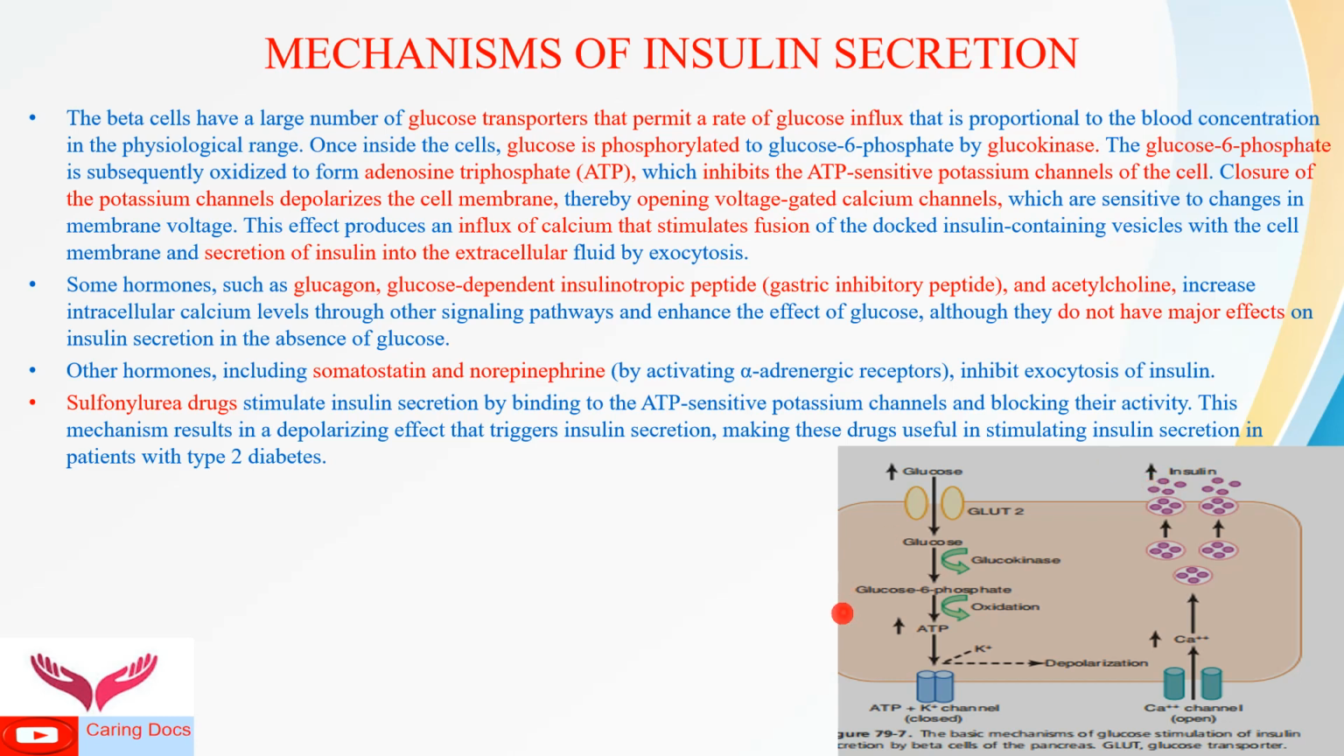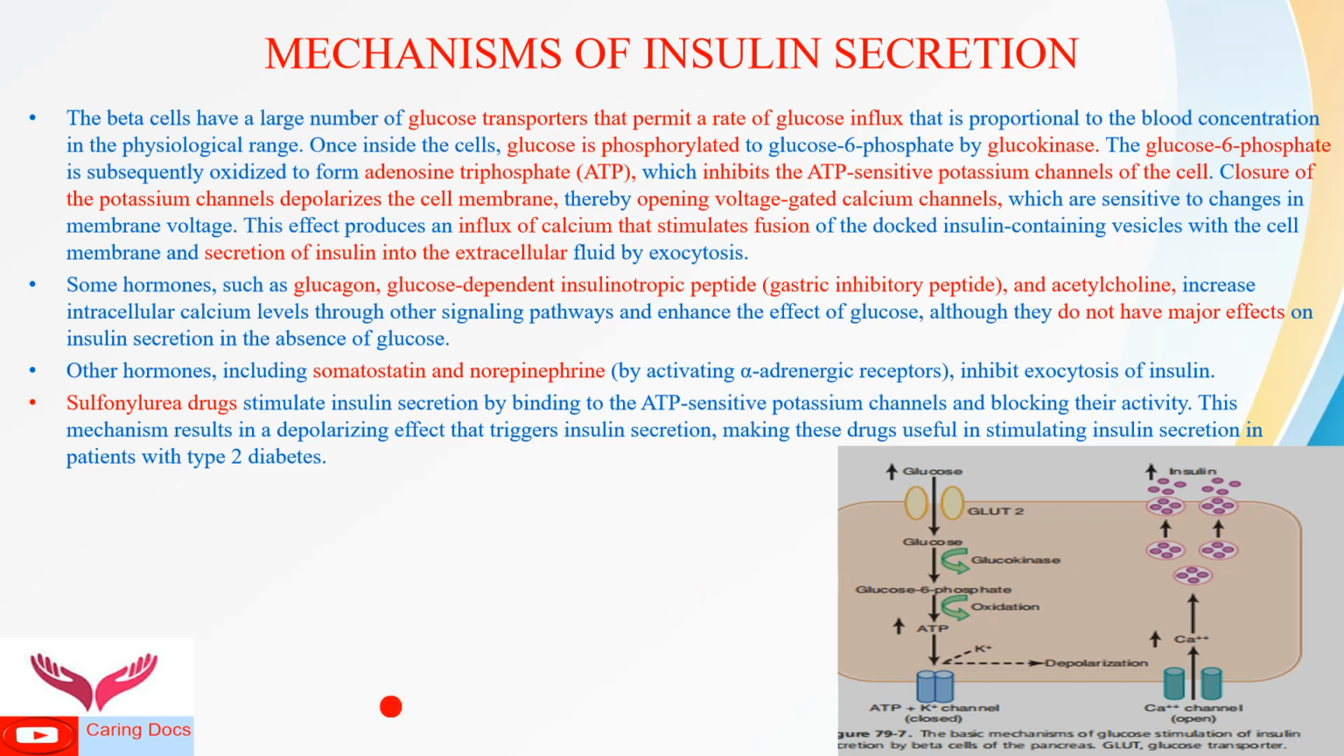So whenever glucose enters the cell, it gets converted into glucose 6 phosphate by glucokinase. Glucose 6 phosphate gets oxidized into ATP. ATP causes potassium channel closing. When these potassium channels are closed, there is opening of the calcium channel. There is influx of the calcium, and influx of the calcium leads to the secretion of the insulin from the cell into the extracellular fluid.